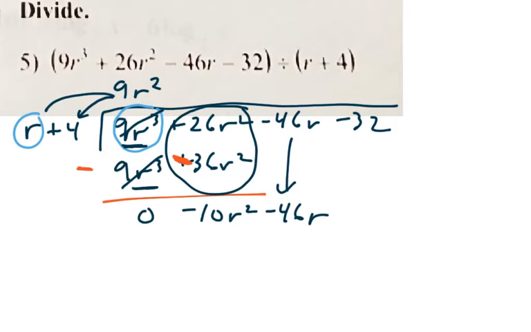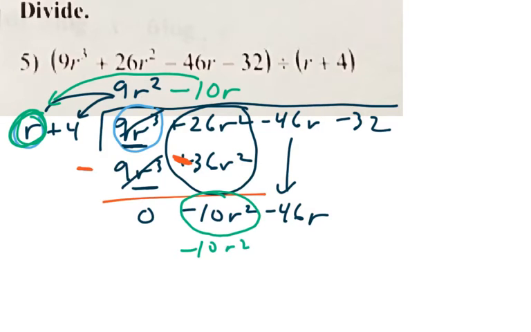Now I start all over again. I'm going to match up this r now with the leading term, negative 10r squared. And that means I'm going to do negative 10r, because negative 10r times this r over here will give me a negative 10r squared. See how these are exactly the same term, same exact sign. It's important that you match them up exactly.